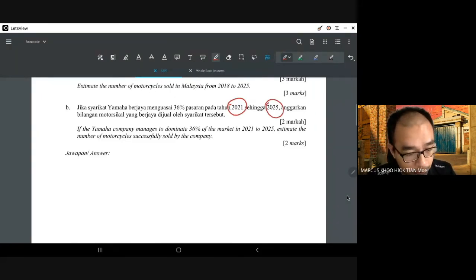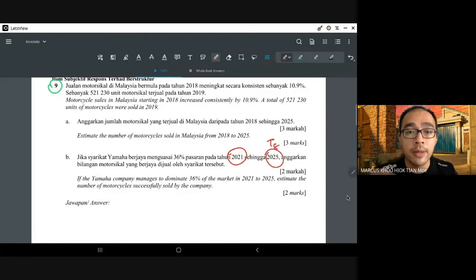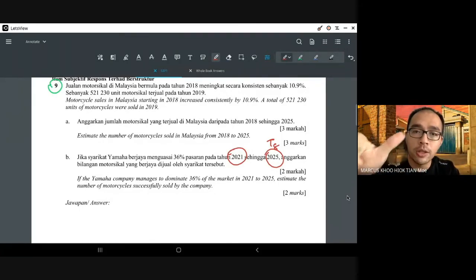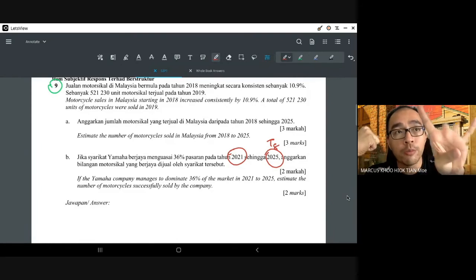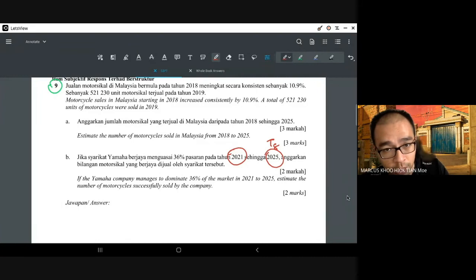We know that since 2025 is the 8th year, okay, so 2025 is tahun ke-8, 2024, 2023, 2022, 2021. So you're talking about the 4th year, 4, 5, 6, 7, 8. 1, 2, 3, 4, 5. Okay, so this is T4.